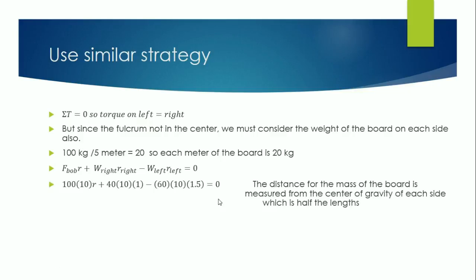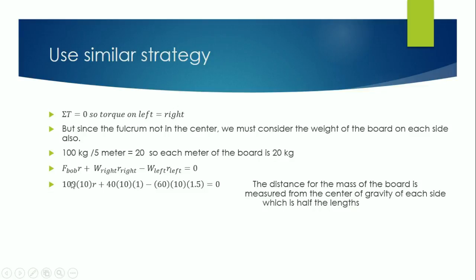So, this is where it gets a little complicated. How do you measure how far away the right side is from the center, or from the fulcrum, if it's touching it? And that's when you use the center of mass. So we got these distances for the right side and left side, 1.5 and 1, by the center of mass of each side.